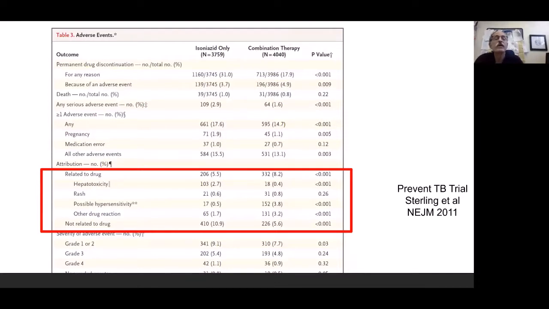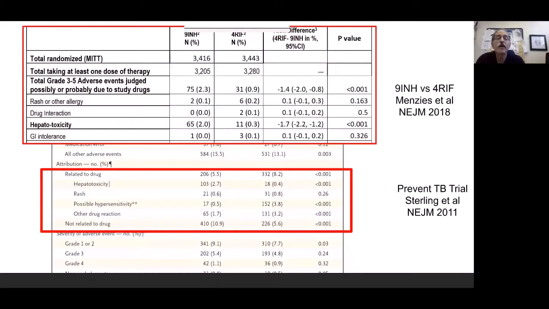This is another trial comparing 9 months of isoniazid versus 4 months of rifampin. And again, in this trial, toxicity from isoniazid, which was almost all hepatotoxicity, occurred at about 2%, being a severe adverse reaction, whereas the adverse events from 4 months of rifampin were much less, and hepatotoxicity was also much, much less.